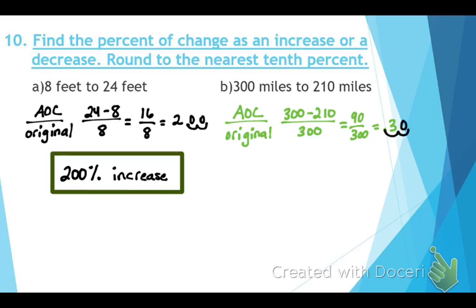It only moves twice. Listen, a lot of people got the answer 300. Be careful with that. It only moves over two times, so the correct answer should be what? 30%. Now, it started at 300 miles, and it went down to 210, so the answer should have been decrease.